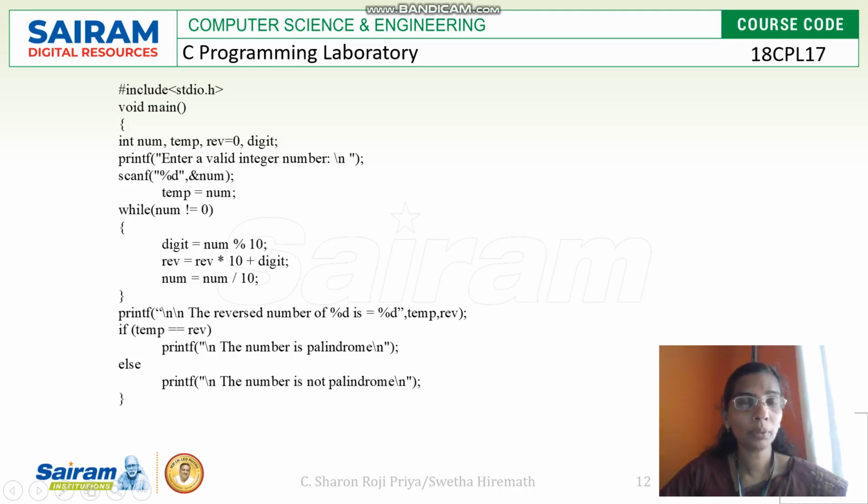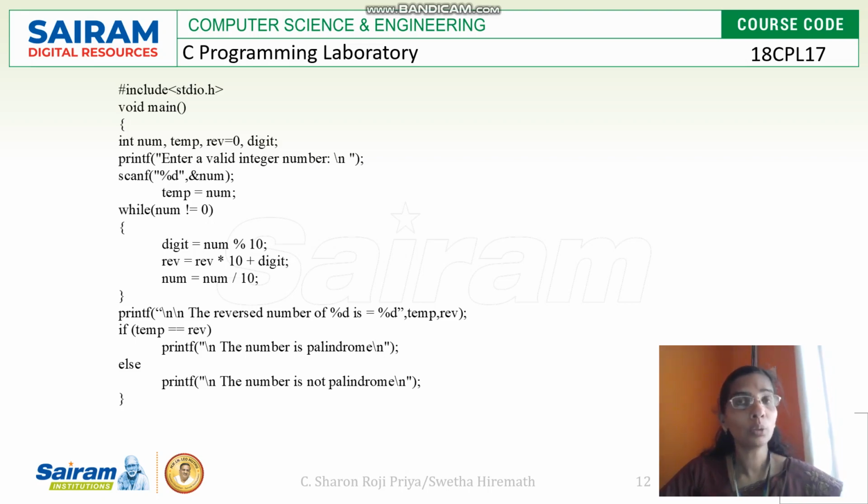And you read the number from the user. In the scanf statement, since it is integer, you'll have %d, comma, ampersand num. And you store this num value in a temporary variable. According to the question, you are supposed to find the reverse of a number and you are supposed to check whether the given number is palindrome or not.